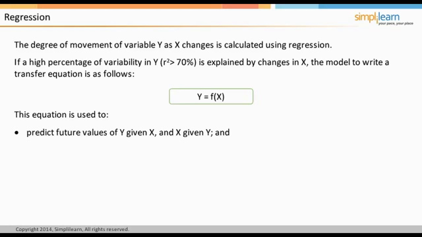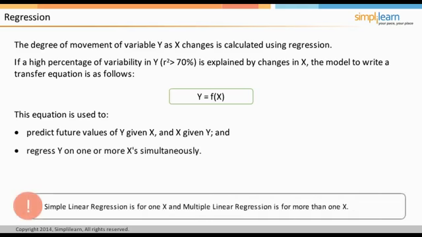The output of regression on y and x is a transfer function equation that can predict values of y for any other value of x. Transfer function is generally denoted by f, and the equation is written as y equals f of x. Y can be regressed on one or more x's simultaneously. Simple linear regression is for one x, and multiple linear regression is for more than one x. The next screen will focus on key concepts of regression.